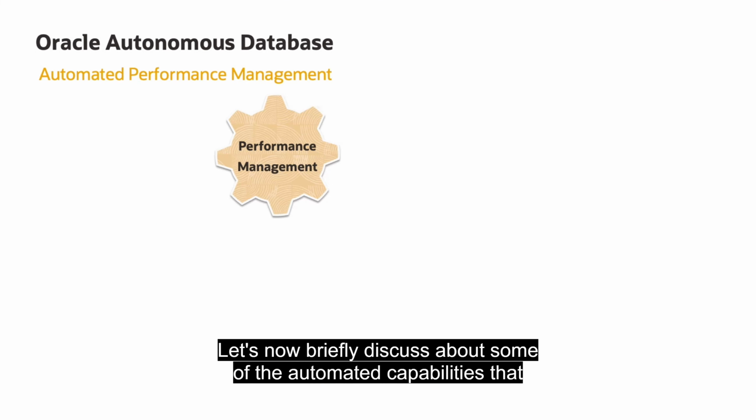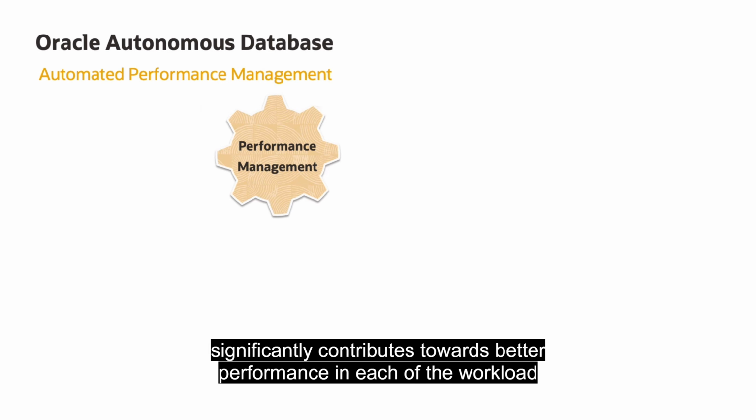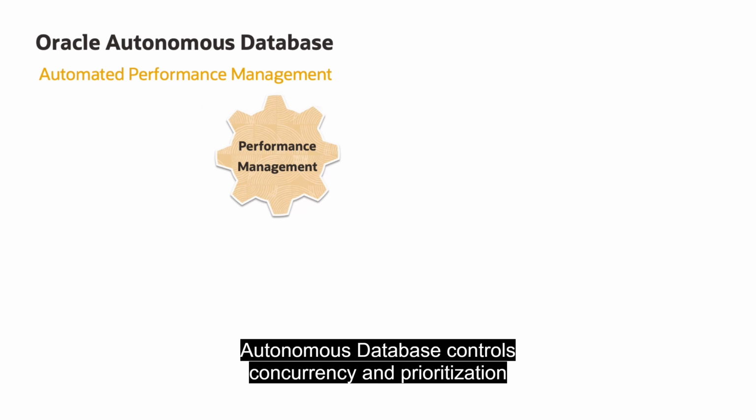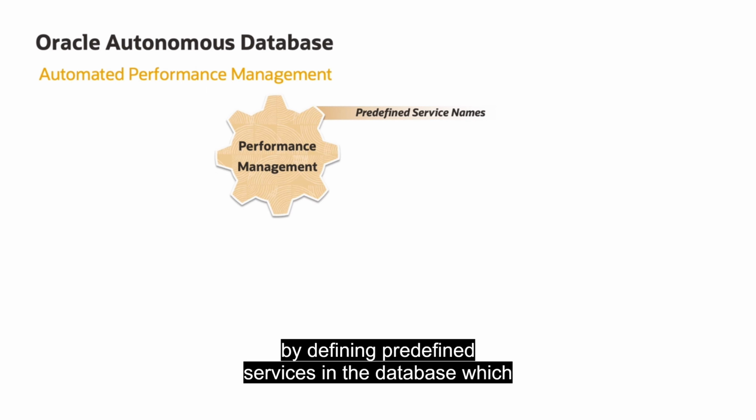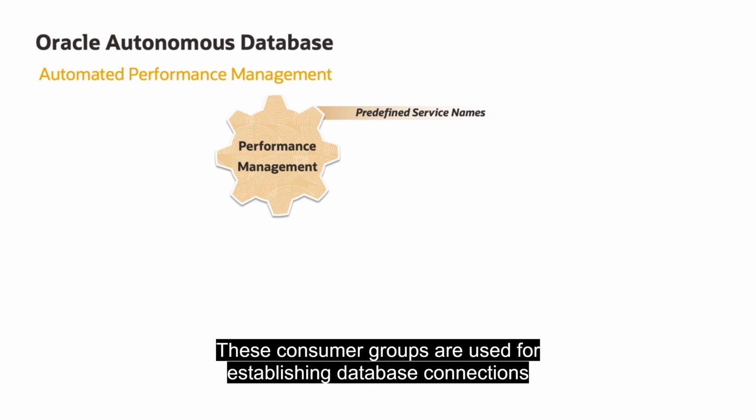Let's now briefly discuss some of the automated capabilities that significantly contribute towards better performance in each of the workload types. Autonomous Database controls concurrency and prioritization by defining predefined services in the database, which are otherwise called consumer groups. These consumer groups are used for establishing database connections by your application.